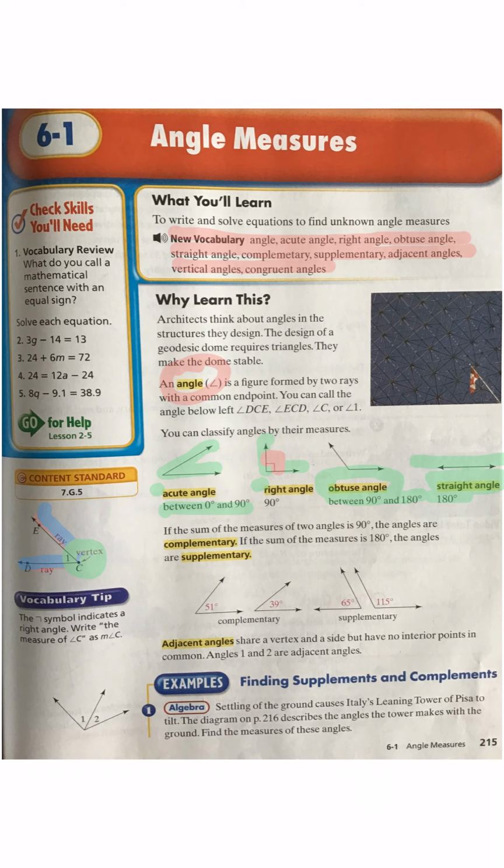So if we look down here, we have the angle 51 degrees and the angle 39 degrees. If we add those numbers together, 51 plus 39 is going to equal 90 degrees. Therefore, they are complementary. We have 65 degrees plus 115 degrees. If we add those together, our total is going to be 180, which makes them supplementary.